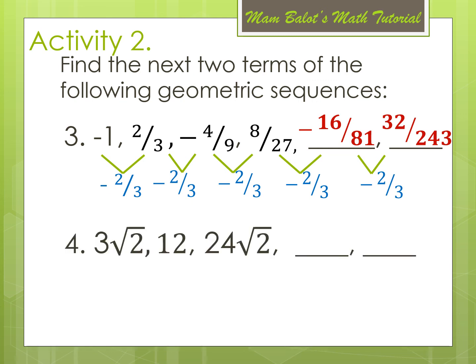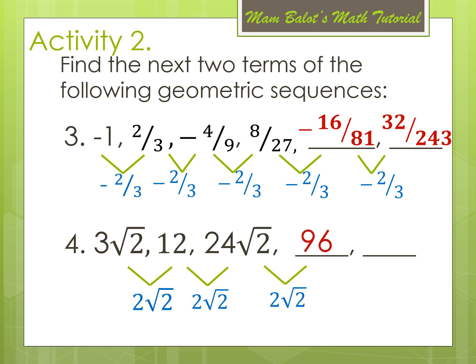Example number 4. We have 3 square root of 2, 12, 24 square root of 2, blank and blank. In this sequence, the common ratio is 2 square root of 2. So multiplying again the terms by 2 square root of 2, so you have 24 square root of 2 times 2 square root of 2, we get 96. And multiplied again by 2 square root of 2, so we get 192 square root of 2.